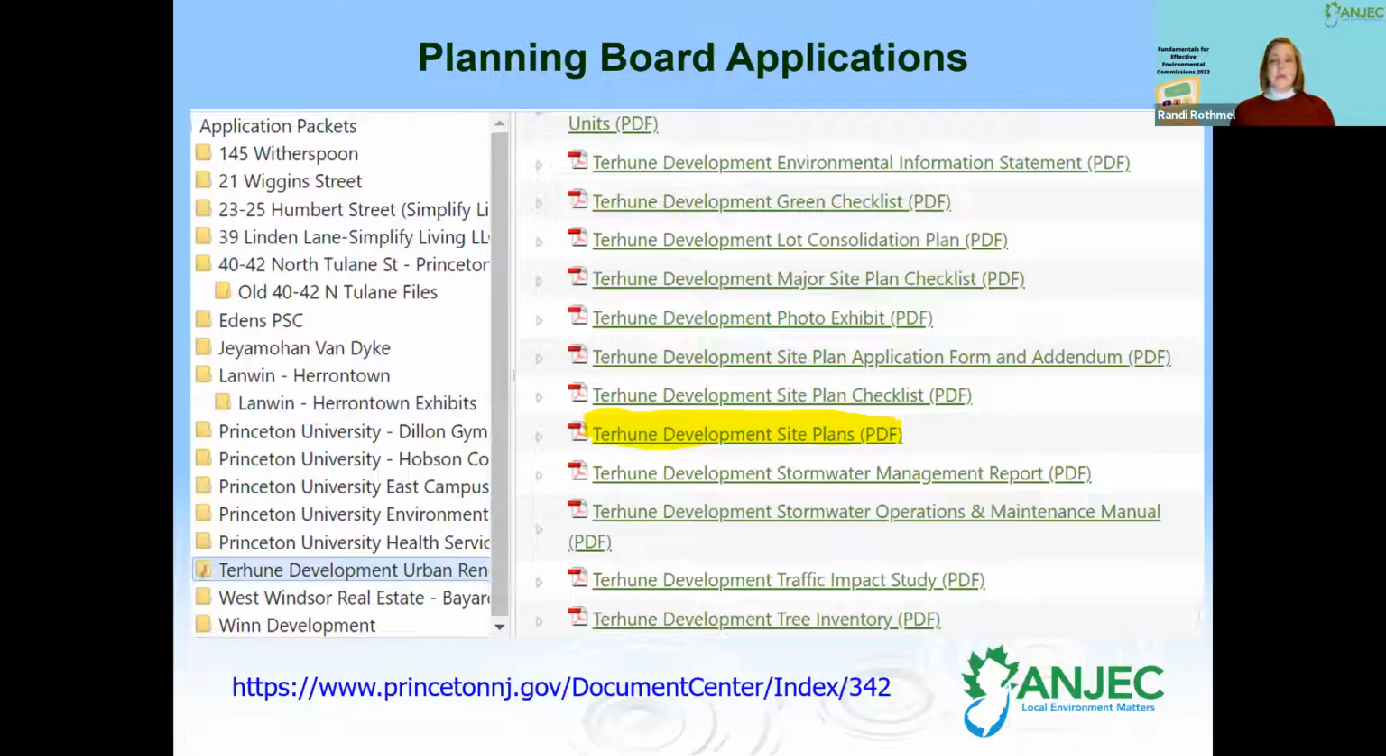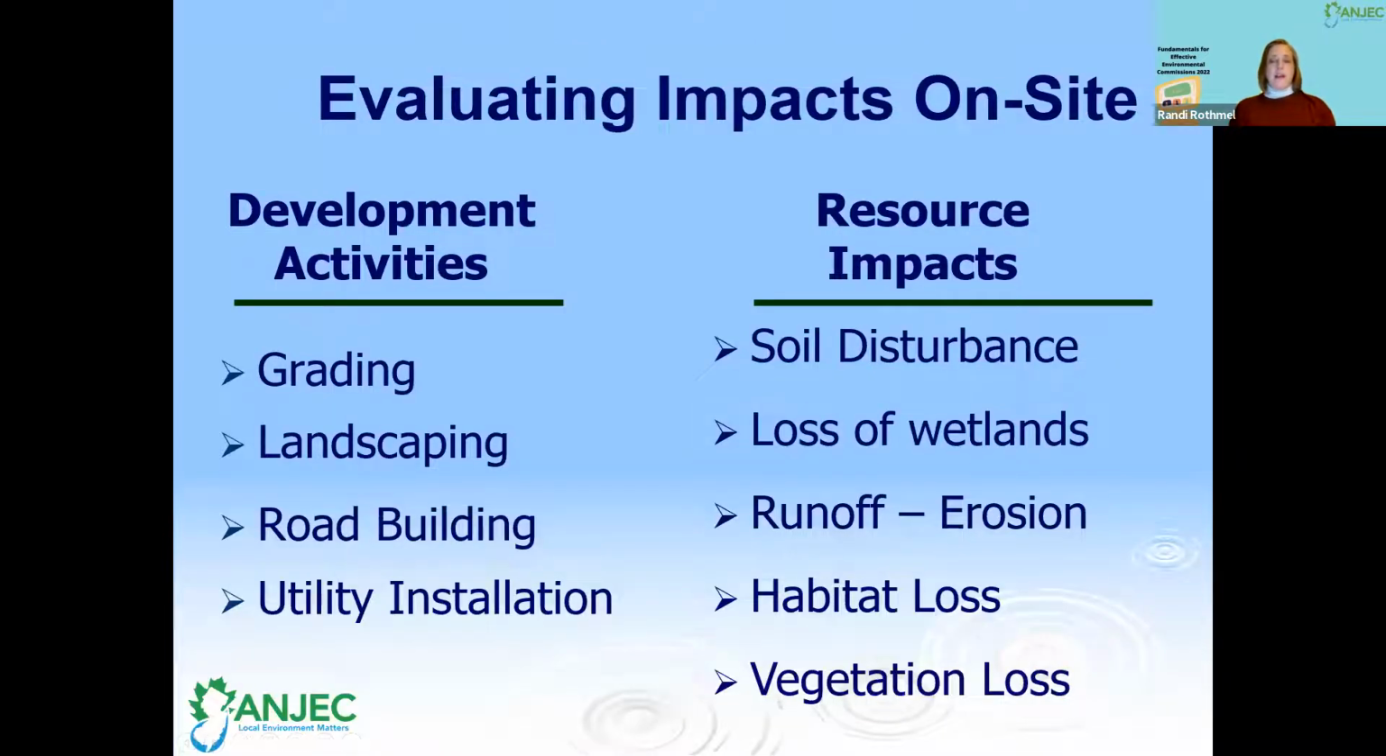This is just an example from the Princeton website. They actually post their entire planning board application. You can see what is involved in an actual application. So it's not just the development plan, but there are also a number of different types of checklists that have to be submitted. There's a traffic impact study, a tree inventory, stormwater management. So it's a very, very intensive process for the applicant to get all this information to the planning board.